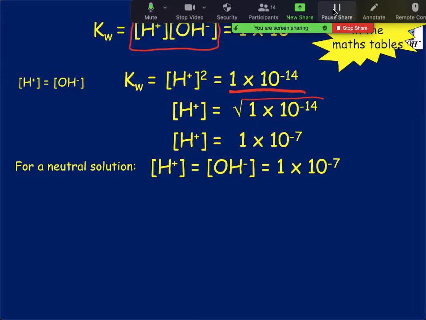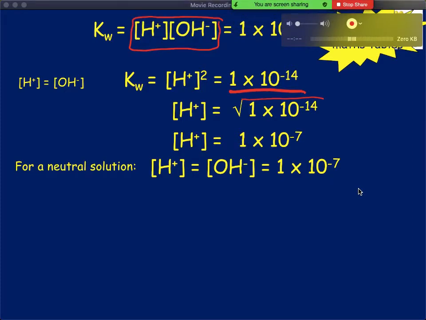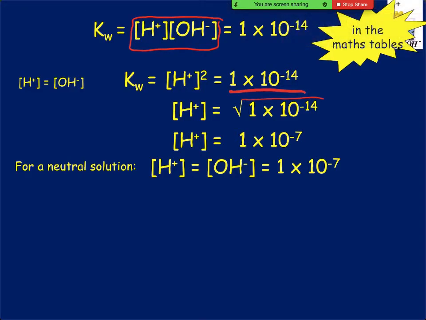If you wanted to know what the ionic product of water is, that number is in the maths tables. I don't have maths tables at home now, so I can't find it for you. But it's just 1 times 10 to the power of minus 14. Once we look at pH, you will remember this number. It's on page 141 that we're looking for.